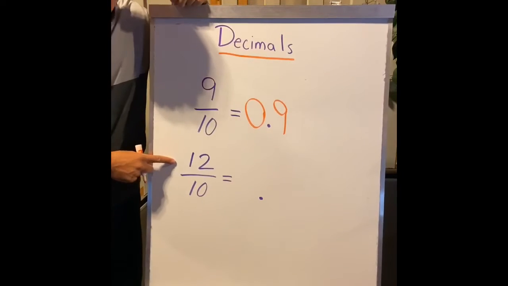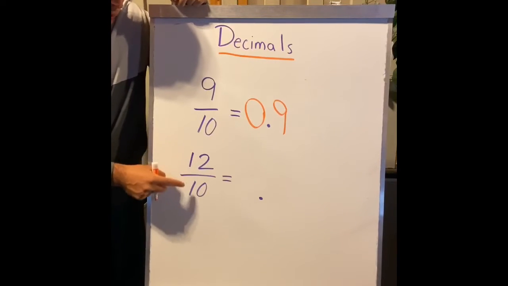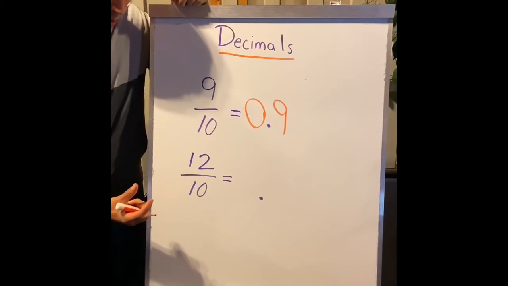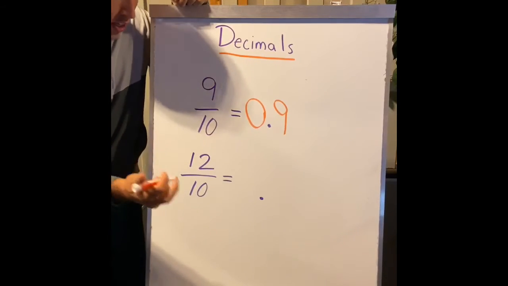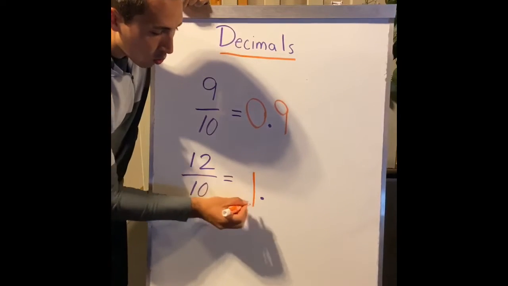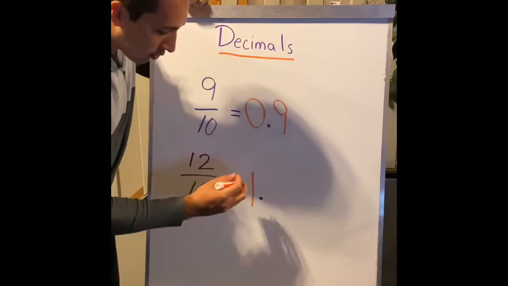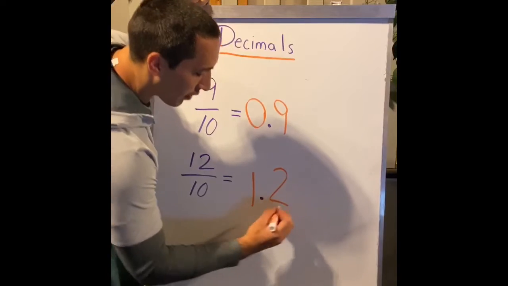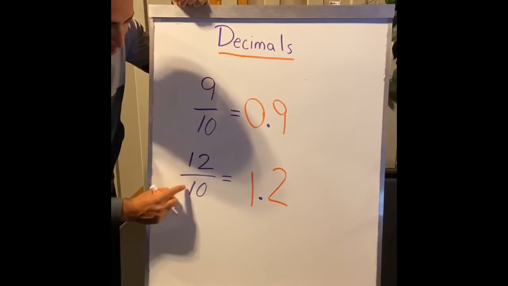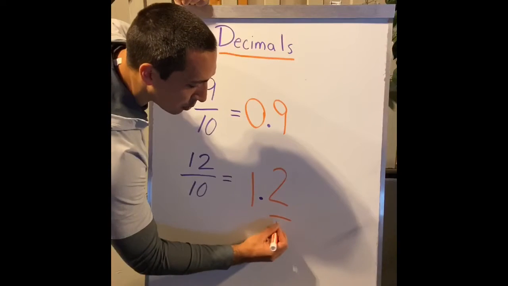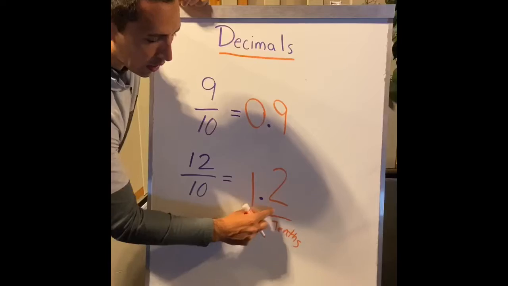All right, now this one's a little tricky. 12/10. We know if our numerator is bigger than the denominator, we have a whole number in there. We know 10 goes into 12, 1 time, right? That would be a 1 whole. Now we would have 2 left over, 2/10 left over. Another way to look at this is 12/10. Here's our tenths place. And right here we have 12 tenths.